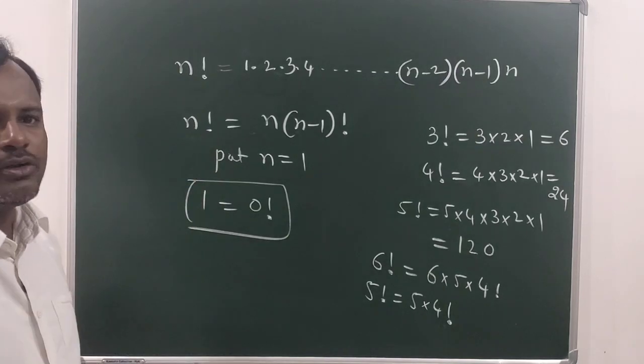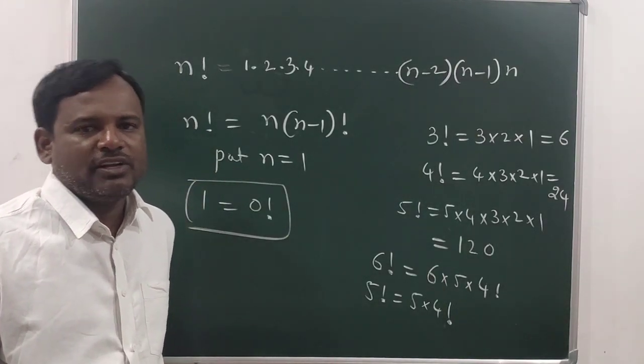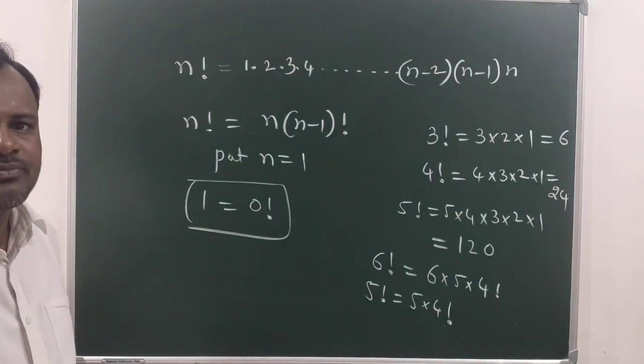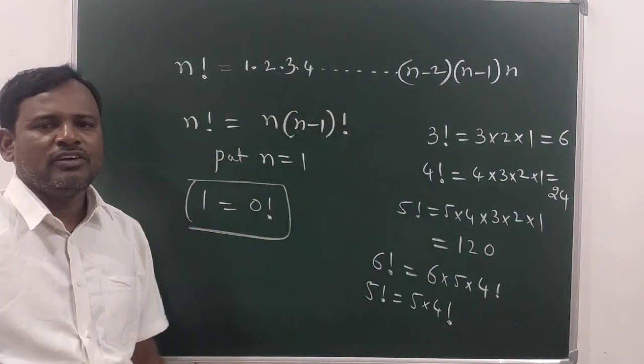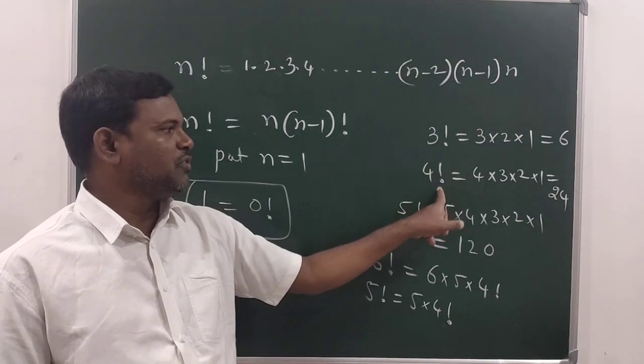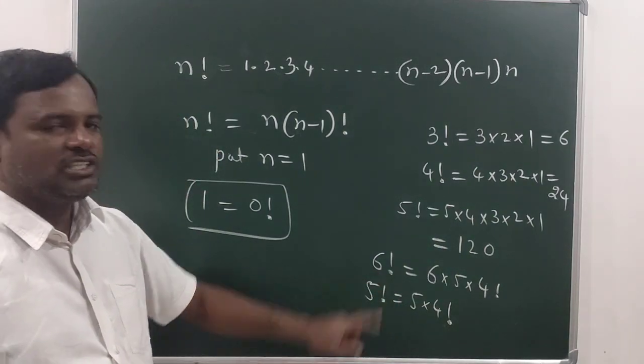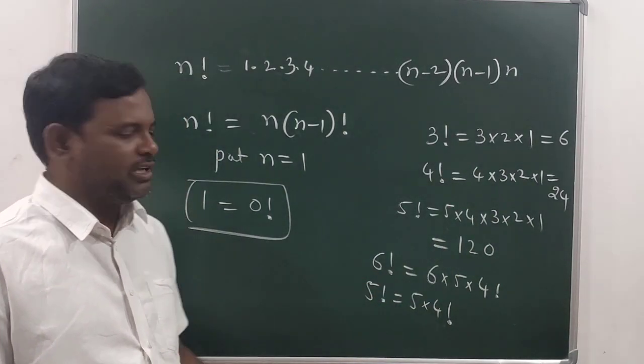What is the meaning of factorial of a natural number? The continuous product of first n natural numbers. So here 3 factorial is 6, 4 factorial is 24, 5 factorial is 120, and 6 factorial you will get 720, and so on.